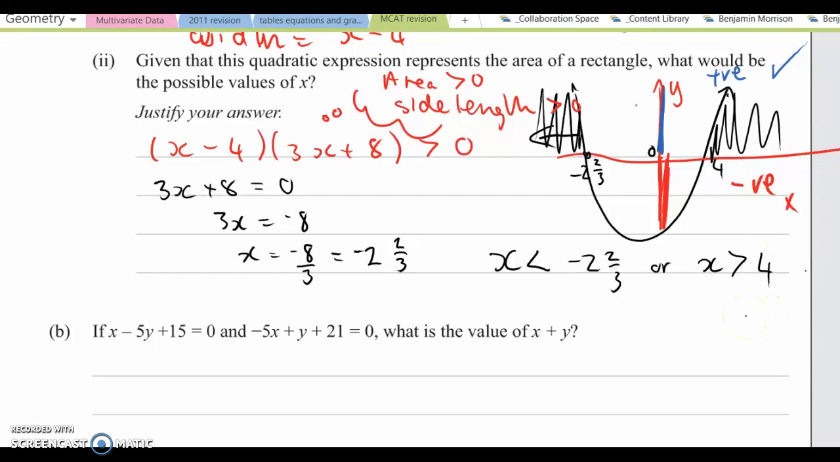Now let's think about these answers, because if I put in a value of x that was less than negative 2 2/3, say, I'm just going to put in negative 3 because that's definitely less. Negative 3 over here would give me a negative answer. Negative 3, so minus 3 minus 4 gives me minus 7. So I can't actually use that one because it's going to give me a negative length. And if I put in something bigger than 4, so 5, it's going to give me a length of 1. So for values of x greater than 4 is my answer.